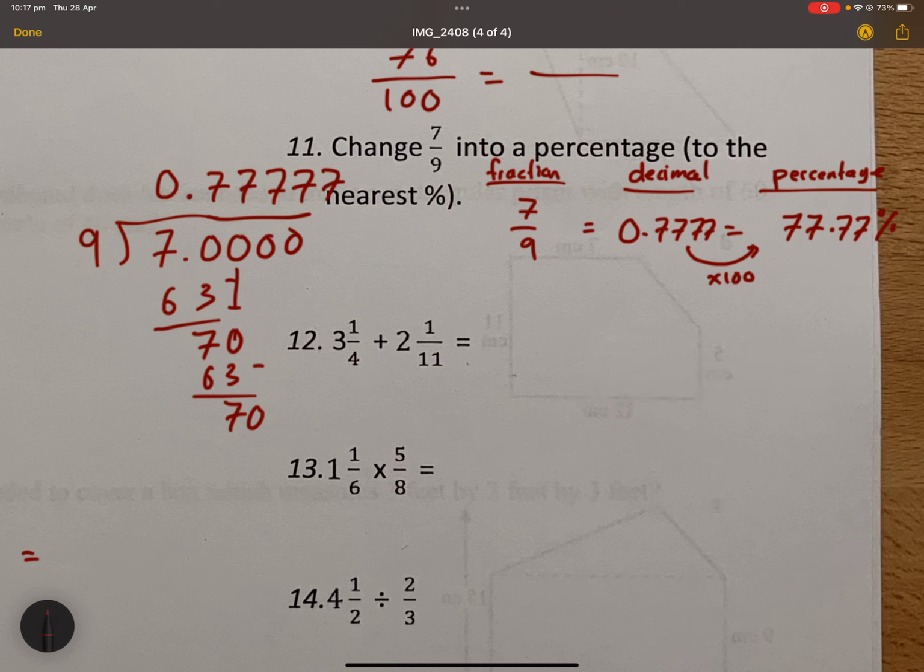Okay. Now it says to the nearest percentage. So round this to the nearest percentage. You can do that on your own.